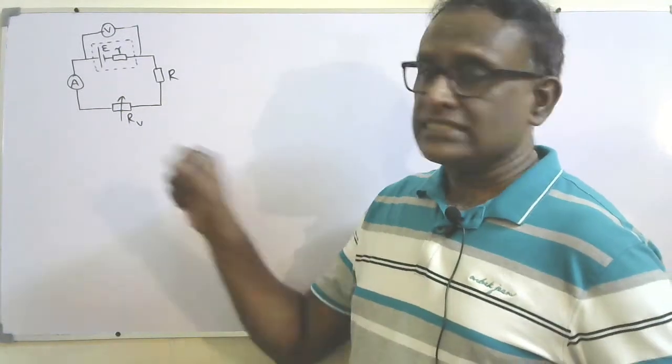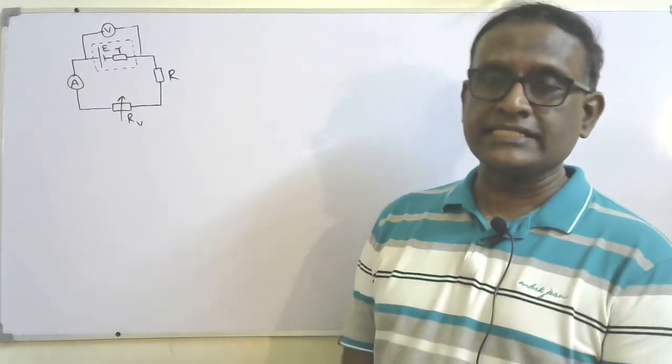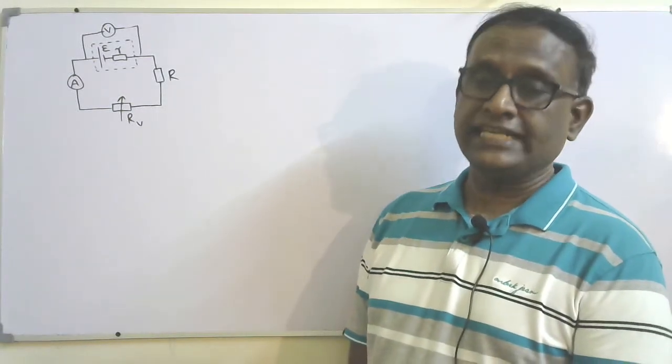When RV is changed, when the resistance of the variable resistor is changed, the current flow will change in the circuit.